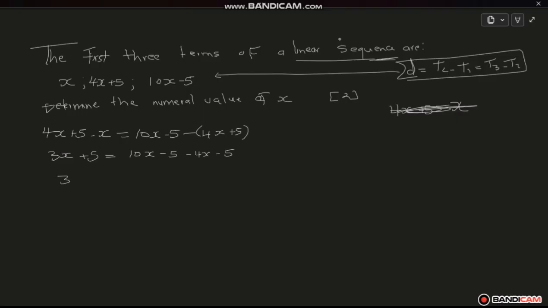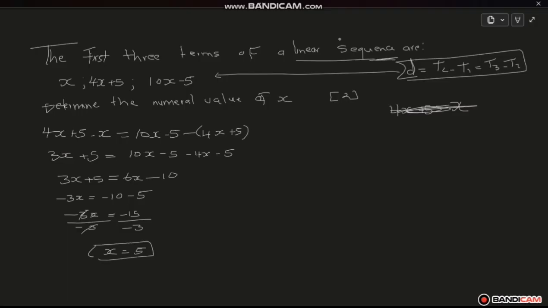You group the like terms. 3x plus 5 equal to 6x minus 10. Therefore, 3x minus 6x, that's going to be negative 3x, negative 10, negative 5. That will give us negative 15. Therefore, negative 3x equal to negative 15. We divide by negative 3 both sides to make x the subject of the formula. Then you have your x as a positive number, which is positive 5.